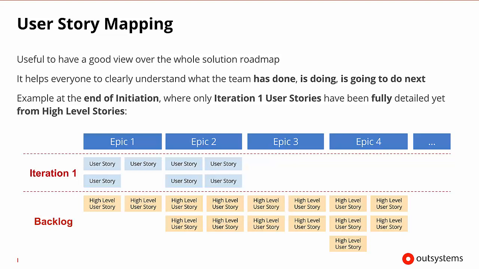So this example and illustration can be a possible scenario that at the end of initiation, where only iteration 1 user stories are fully detailed and known, we still have some of the other high-level user stories available.